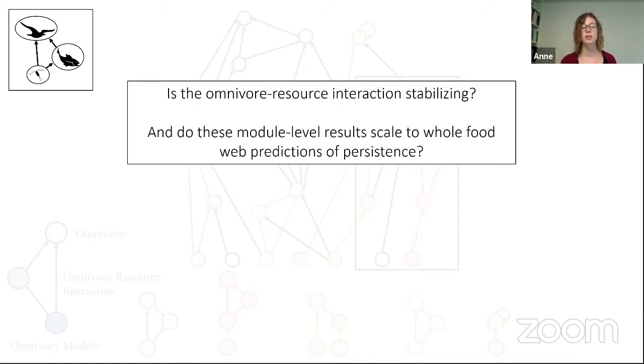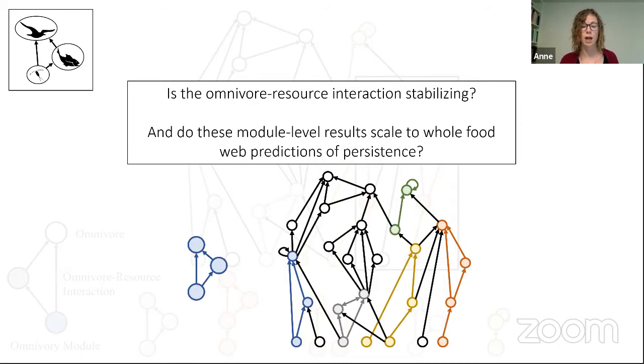A lot of this research has been done at a 3 species or 4 species module level. So do these module level theoretical results scale once you incorporate a dynamic 50 species food web model? And do these results scale to predictions of persistence, as we move from this simpler food web to this more complex food web?